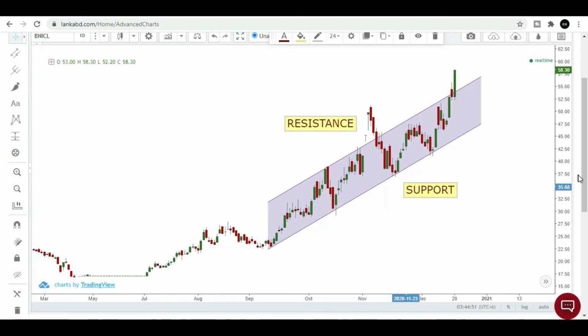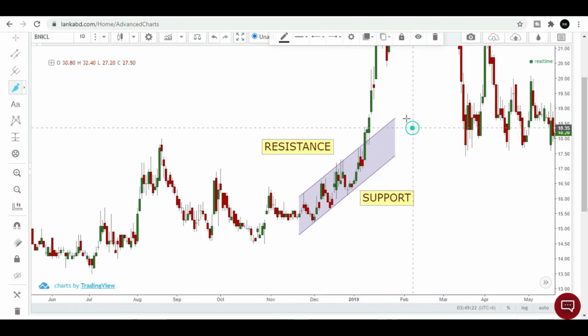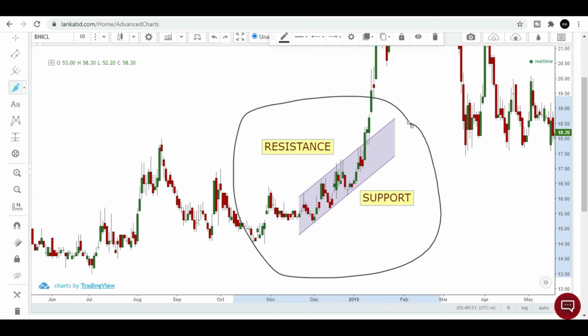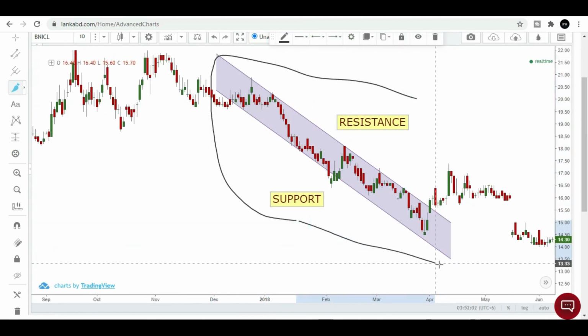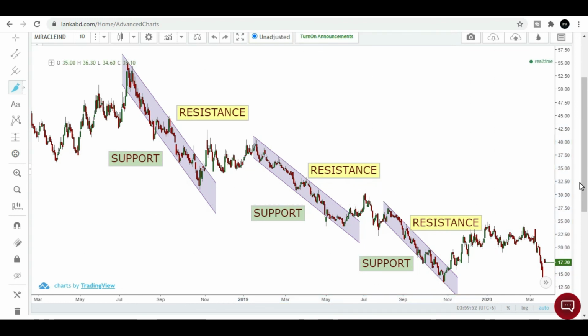There is also a trend channel or price channel where the upper and lower channel lines are parallel. In an up channel you find resistance and support. In a down channel you also find support and resistance. So here you see trend lines work as support and resistance.